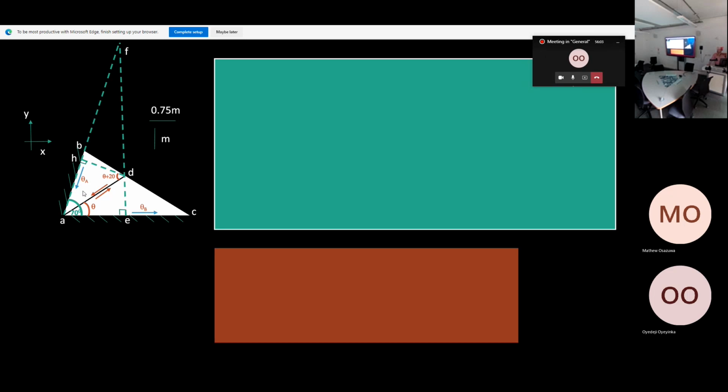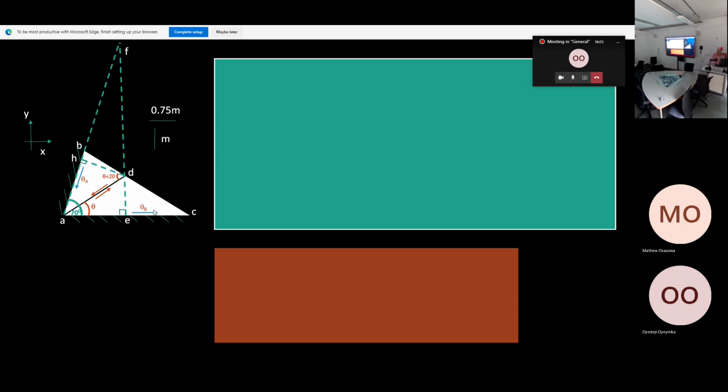I repeat, this is 90 degrees here. This angle is 70 minus theta gives me this angle here. And therefore this angle, because the sum is 180, this gives me theta plus 20. Clear? Okay, clear.